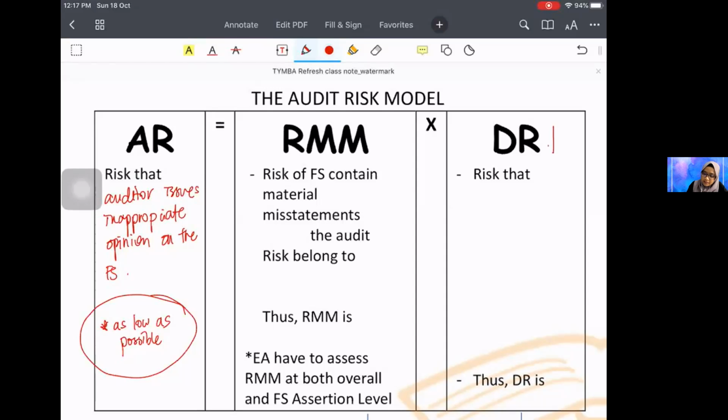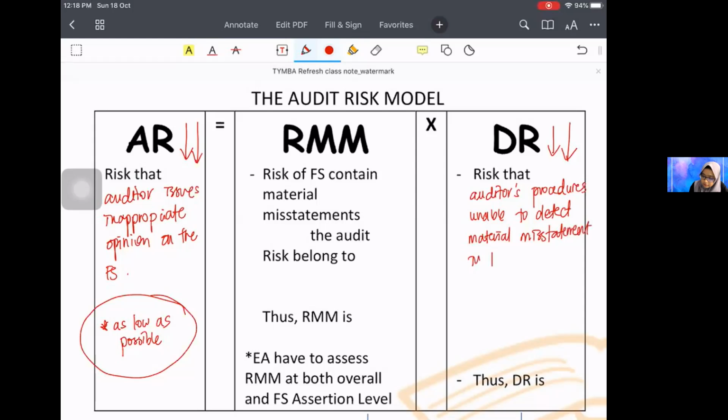DR, very good. Okay. So in order to reduce audit risk as low as possible, we need to reduce DR. So when we talk about DR, it is the risk that auditors' procedures are unable to detect material misstatements in the financial statement.